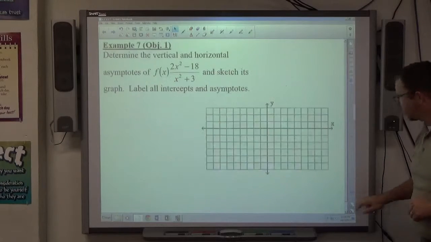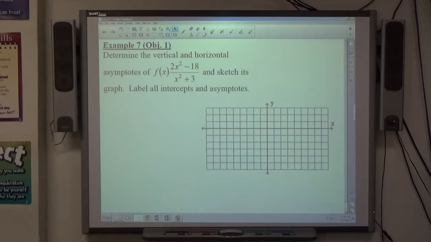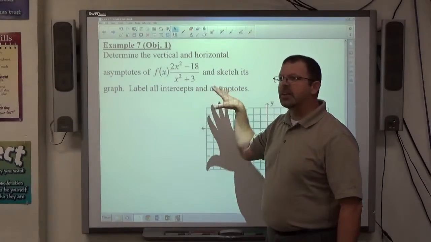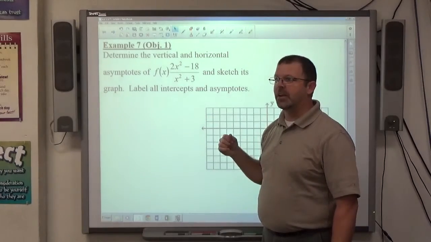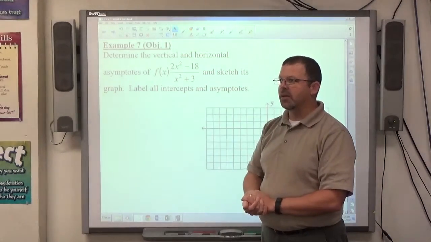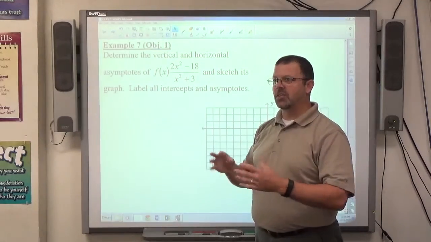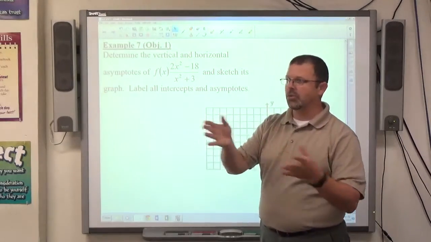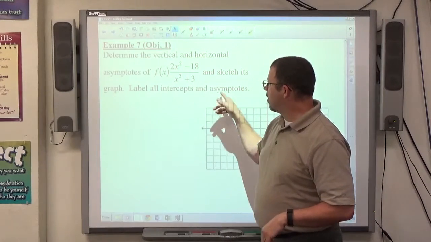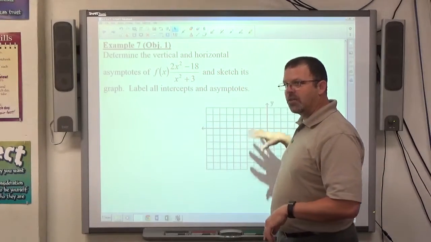All right, so let's take a look. Example 7, determine the vertical and horizontal asymptotes of this and sketch its graph, label all intercepts and asymptotes. They're going to give you some direction sometimes. If they specifically tell you to do something, I want that identified in your answer. The procedure I'm going to use is what I've got there, but it says determine the vertical and horizontal asymptotes. I want to identify what the vertical asymptotes are, what the horizontal asymptotes are. All right? And label all intercepts and asymptotes, so that's on the graph itself. You want to label those.